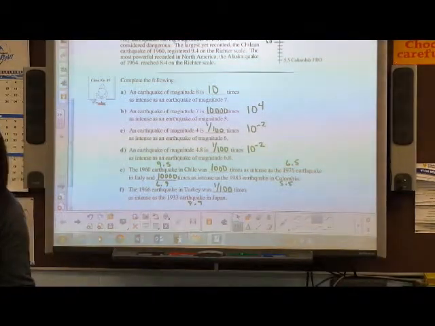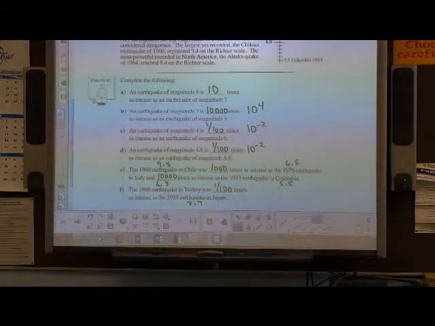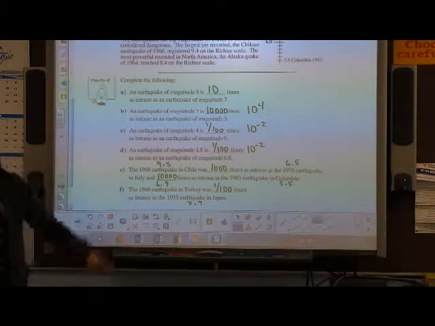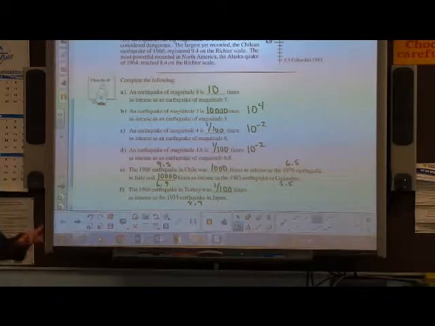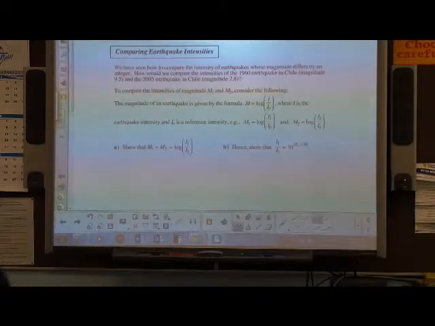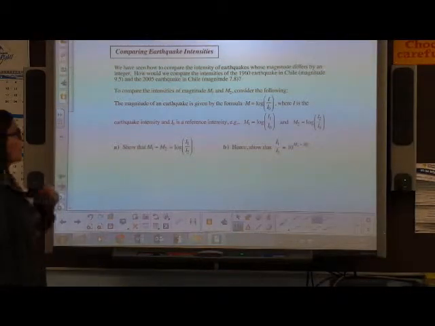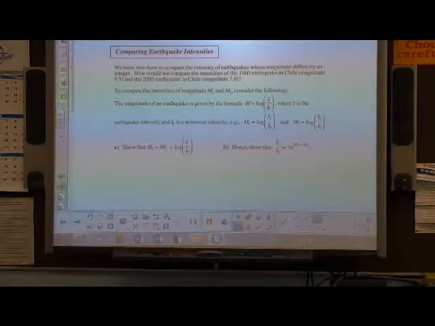Now, all of these were nice and easy because they were exactly 2 levels, or 3 levels, or 4 levels above or below. But what would happen if we wanted to compare the intensity of the earthquake in Chile with a magnitude of 9.5 and the one that Chile had 45 years later, with a magnitude of 7.8? So to compare the intensities of magnitude 1 and magnitude 2, consider the following.